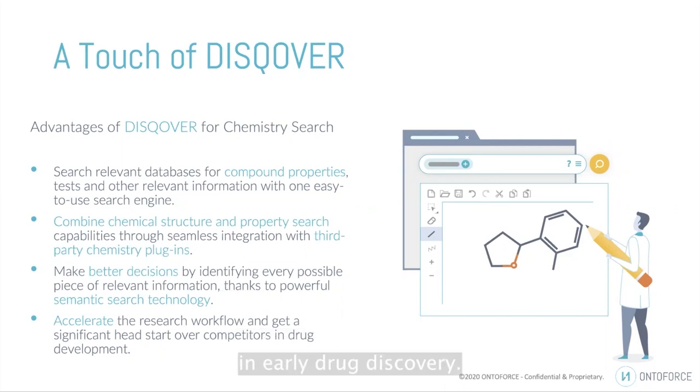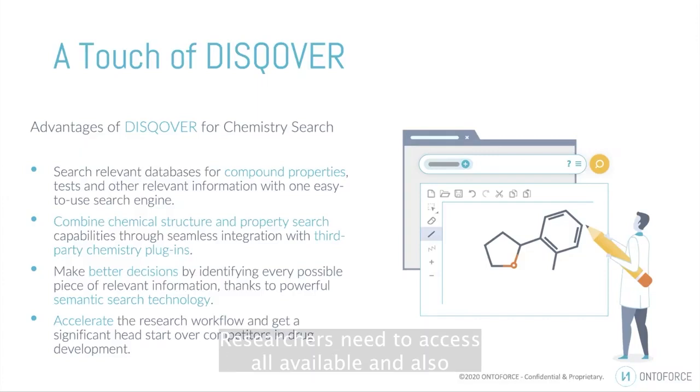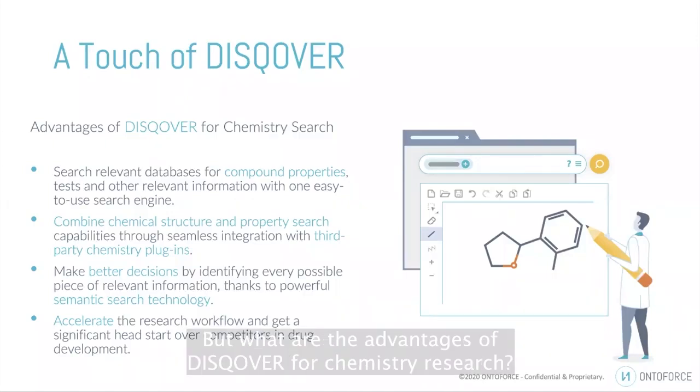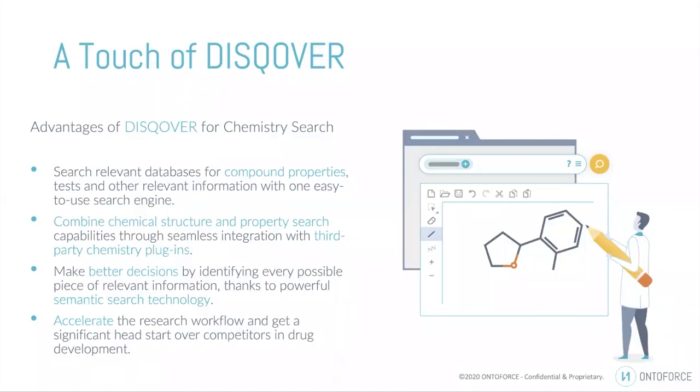In early drug discovery, researchers need to access all available and also relevant information about compounds. This way, they can identify if similar compounds have already been tested, and whatever toxicities and adverse effects, etc., have been reported. But what are the advantages of DISQOVER for chemistry research?